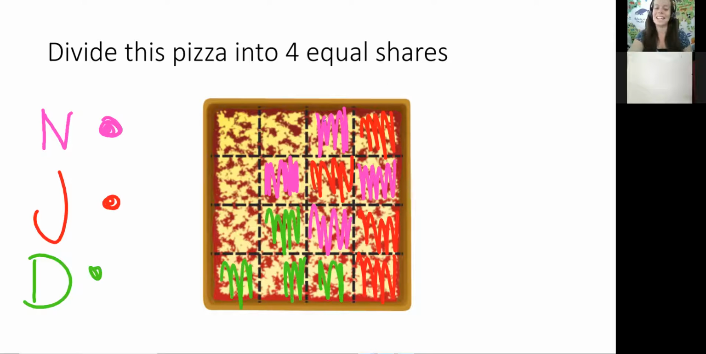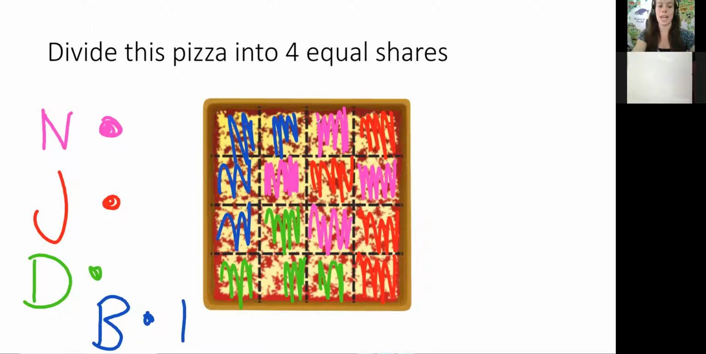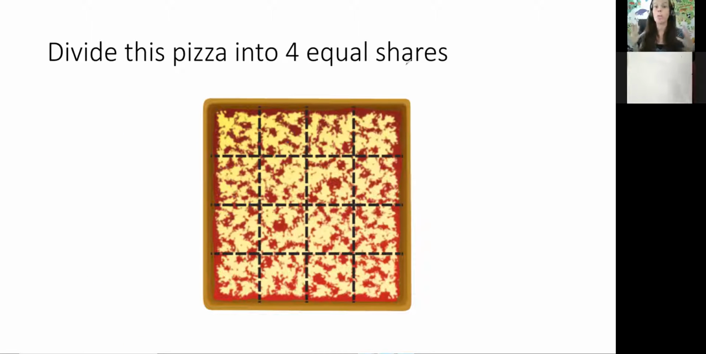And then let's say Brianna comes in and she gets all the blue ones. The rest, 1, 2, 3, 4. If each person gets 4 pieces, there are 4 people to share with, so they each get a 4th. In this case, they just happen to get 4 little squares. They're very, very lucky.